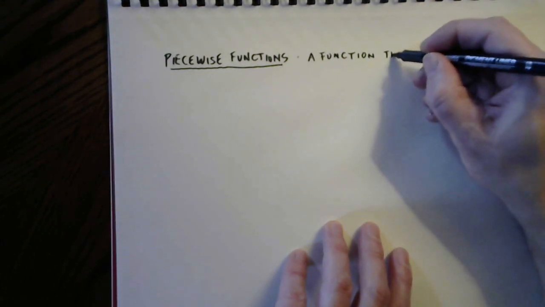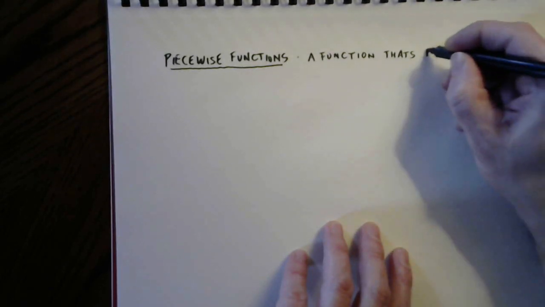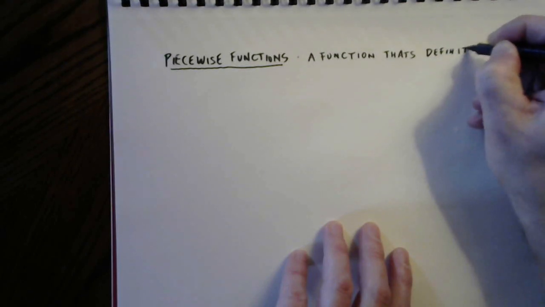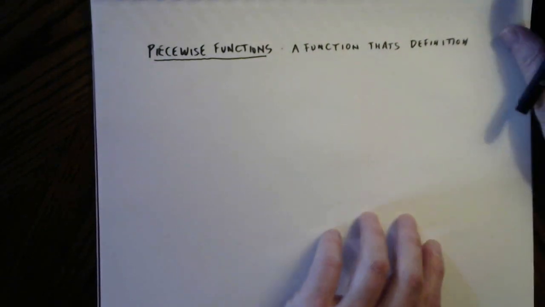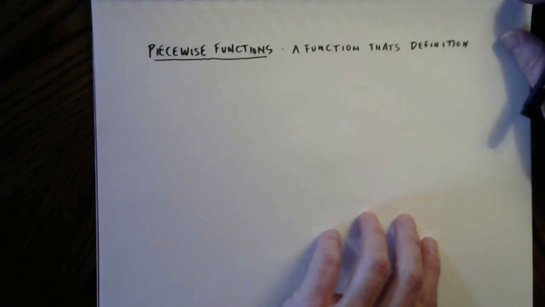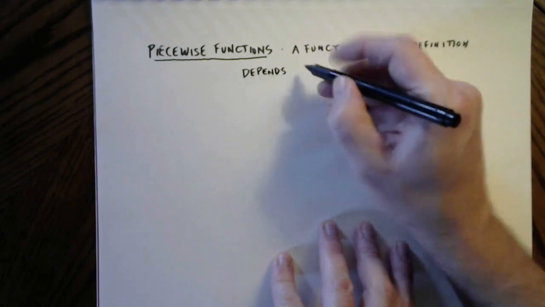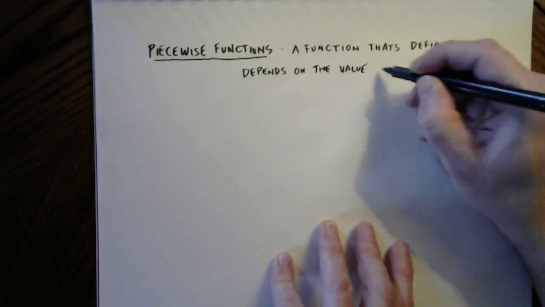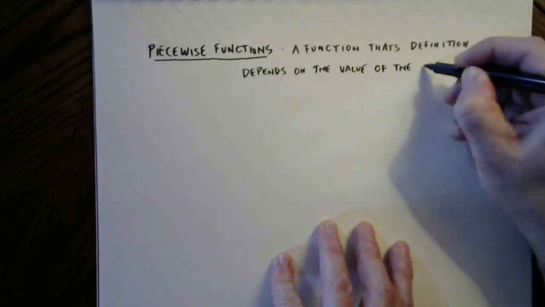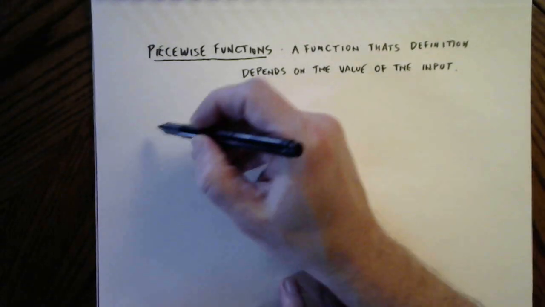A function, that's the definition. In other words, the right-hand side, right? f of x equals, that's the definition. A function depends on the value of the input. So let's see what one of these might look like.